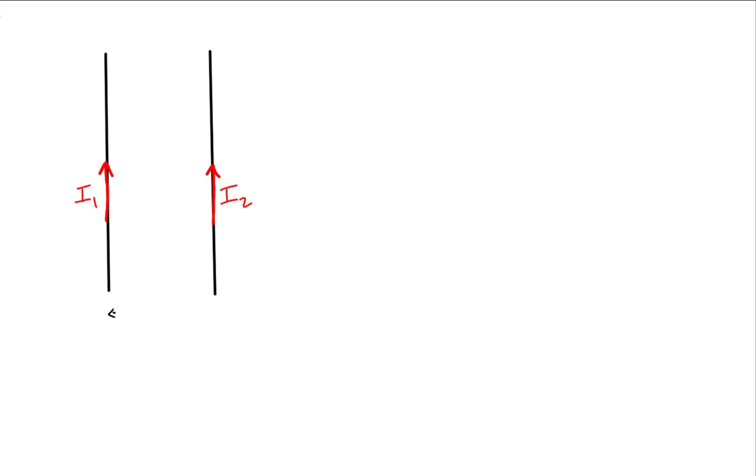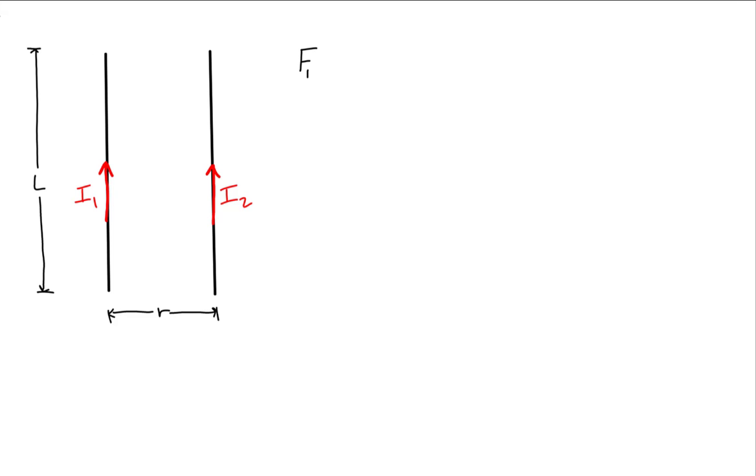The two wires are separated by a distance r, and they are both a length L. Our goal is to determine the magnetic force on each wire and the direction of this magnetic force. Let's start by determining the direction of the magnetic force. Let's look at a formula for magnetic force.